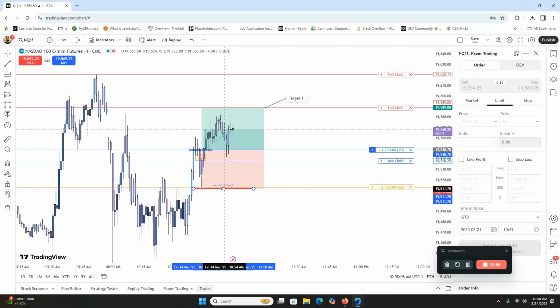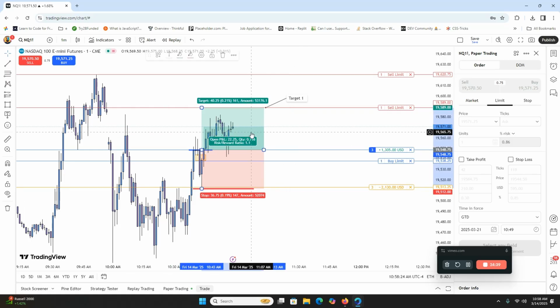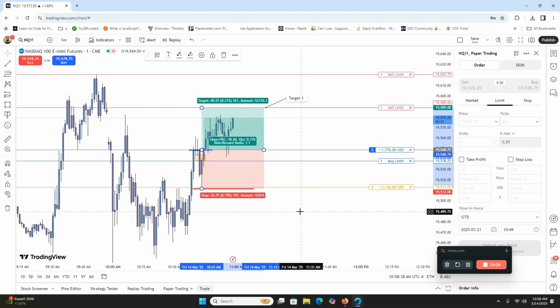So today we're primarily working on taking partials along the way. That's what we're experimenting with. Taking partials along the way of the trade. How can we do that? What can we aim for? And the process I'm using is first target's going to be 1 to 1. Okay. Second target is going to be a high or a low. Okay. Which the high would be here. And then third target is going to be a 2 to 1. Okay, so we hit our first target.